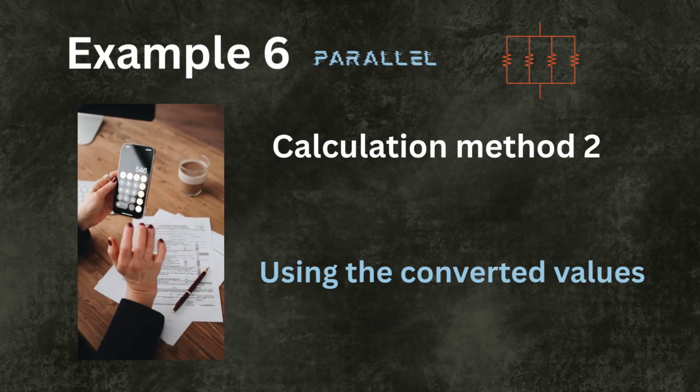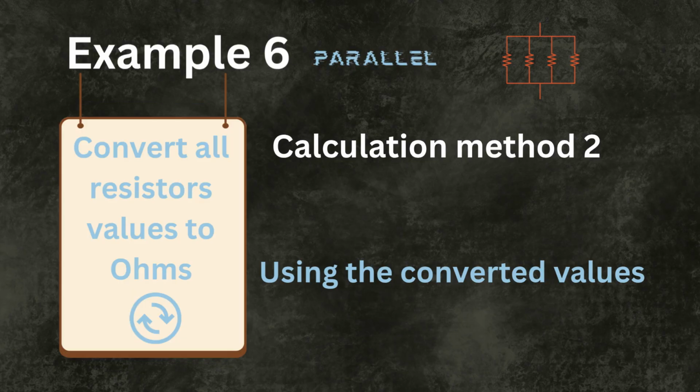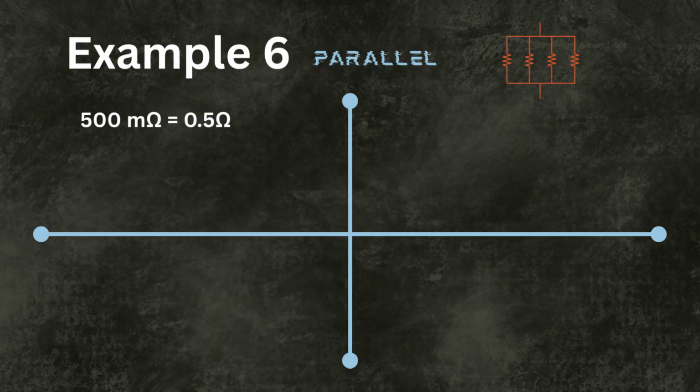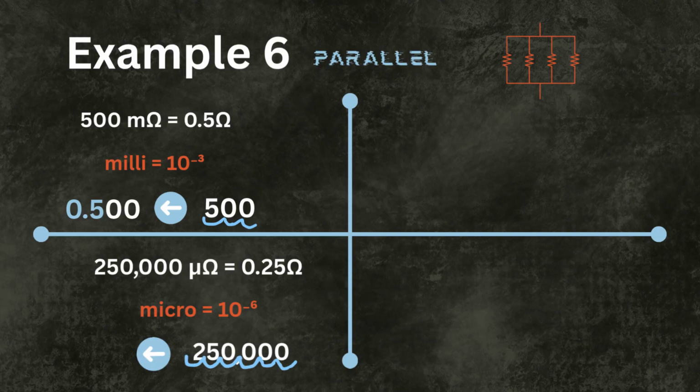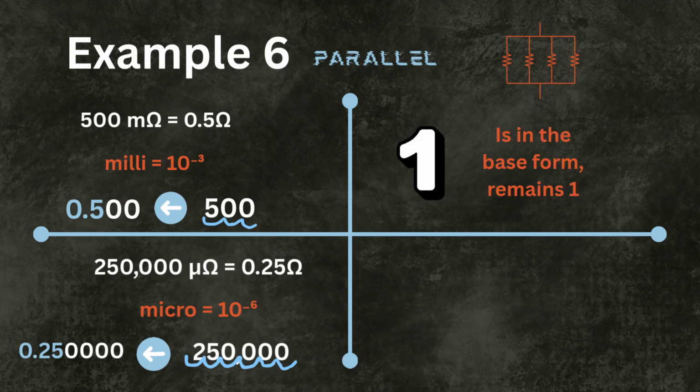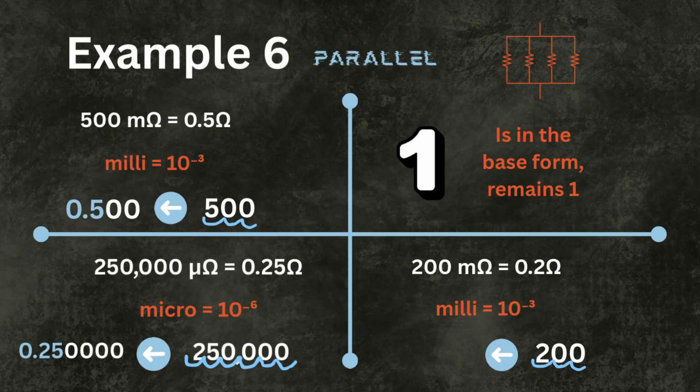Calculation method 2 using the converted values. First, convert all resistor values into ohms. 500 milliohms equals 0.5 ohms. Because milli means 10 to the power of minus 3, we move the decimal point 3 places to the left. 250,000 micro-ohms equals 0.25 ohms. Because micro means 10 to the power of minus 6, we move the decimal point 6 places to the left. 1 ohm remains 1 ohm because it is already in the base unit. 200 milliohms equals 0.2 ohms. Because milli means 10 to the power of minus 3, we move the decimal point 3 places to the left.